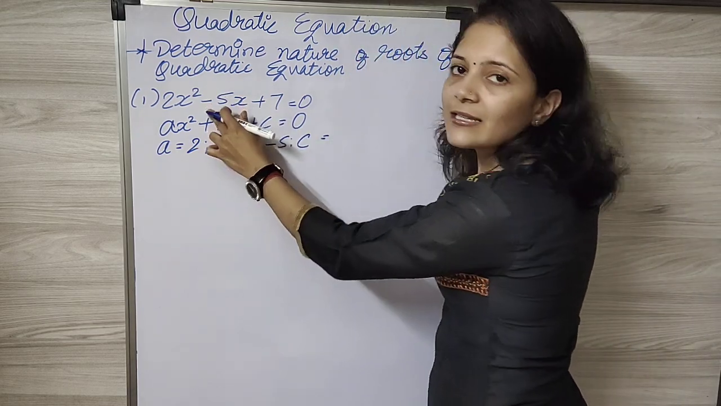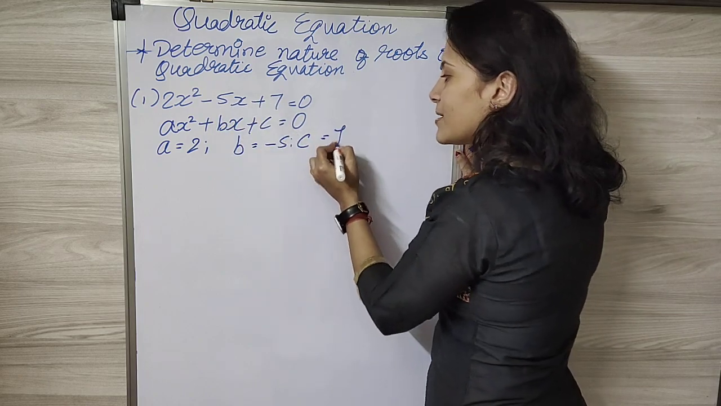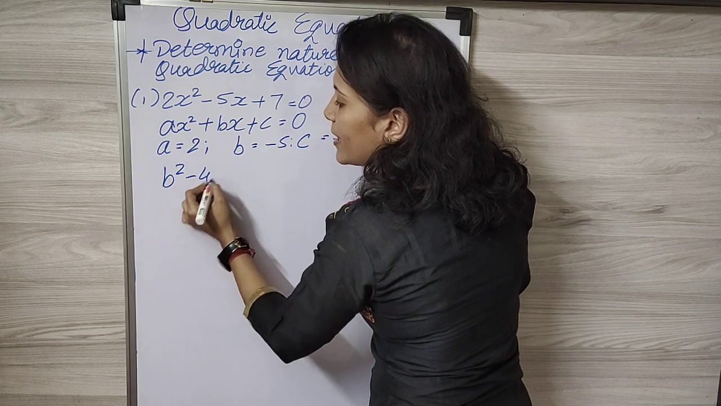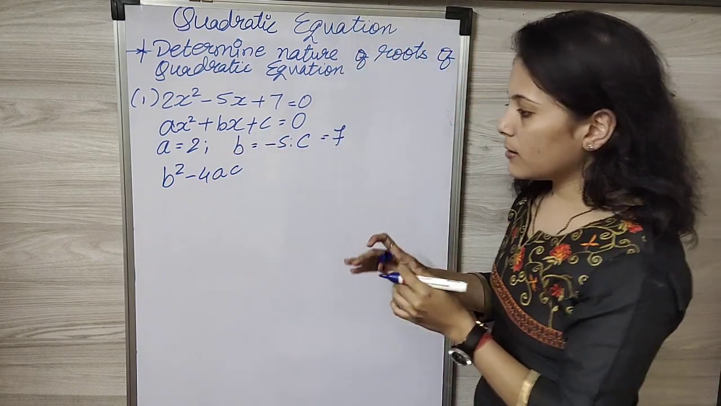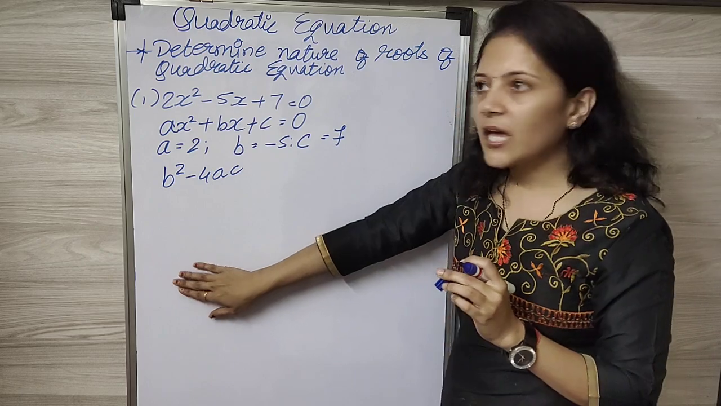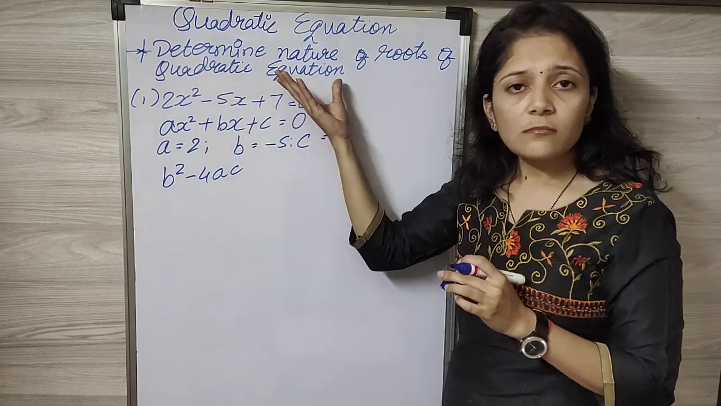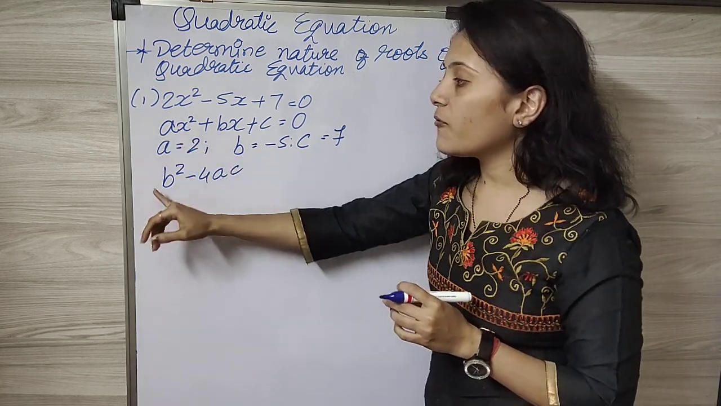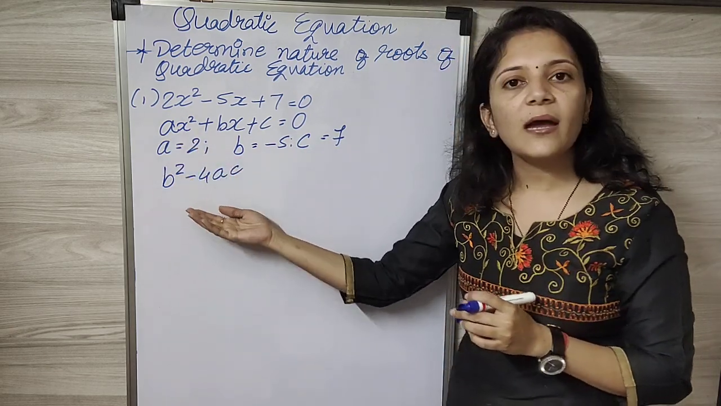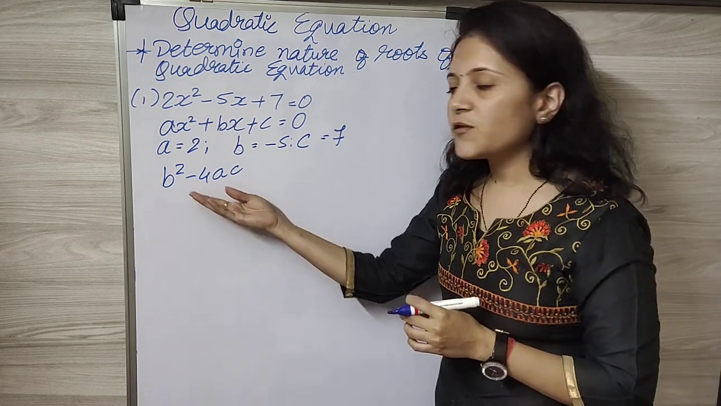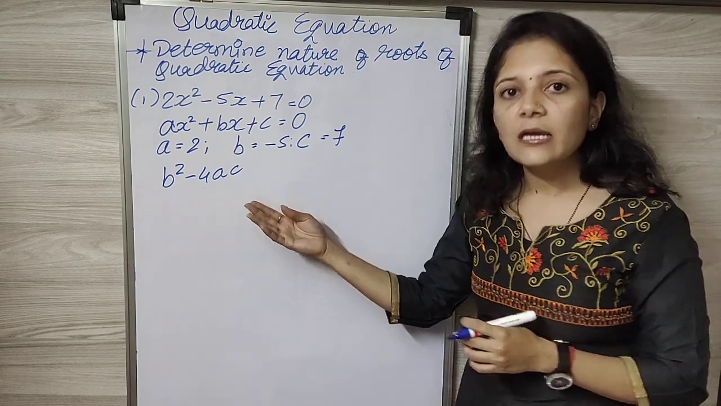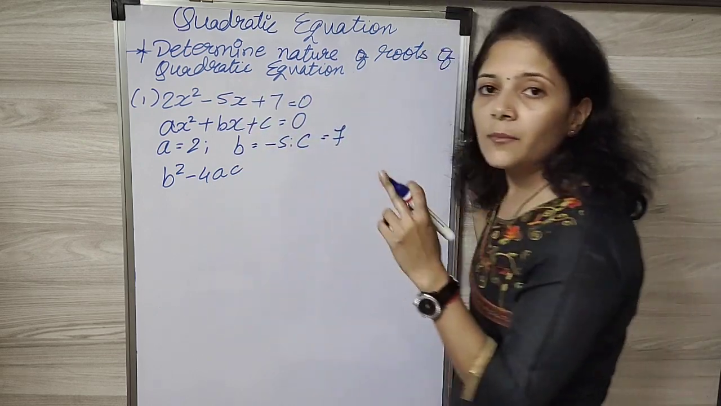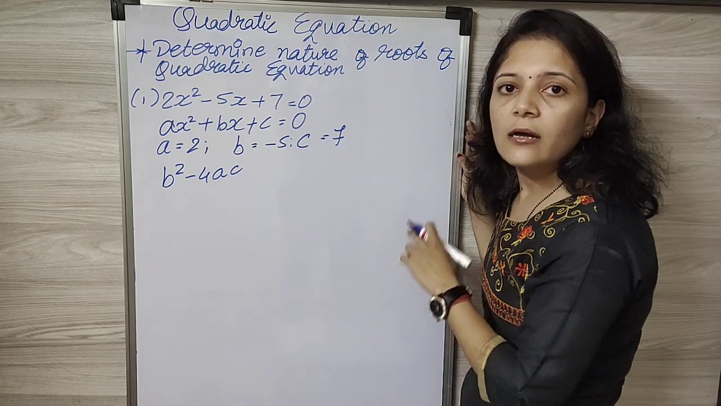Don't forget the minus sign. And the value of c is 7. Again, same thing, b square minus 4ac, right? In the last 5 minutes I have shown you the definition of the discriminant. The value of b square minus 4ac determines the nature of the quadratic equation's roots, right? So b square minus 4ac is the determinant.